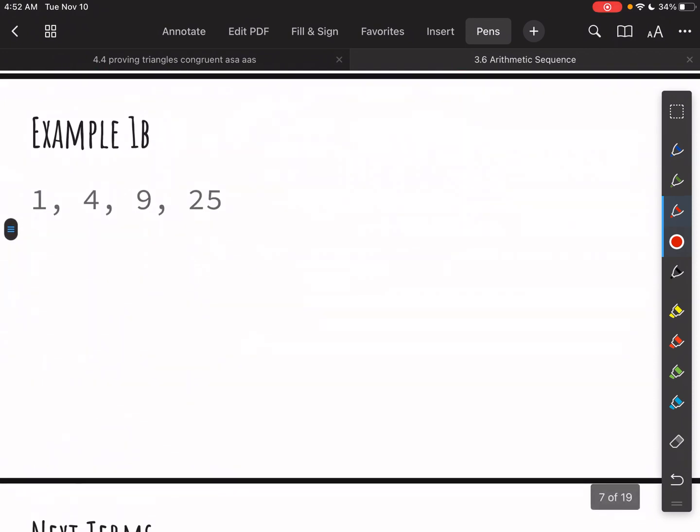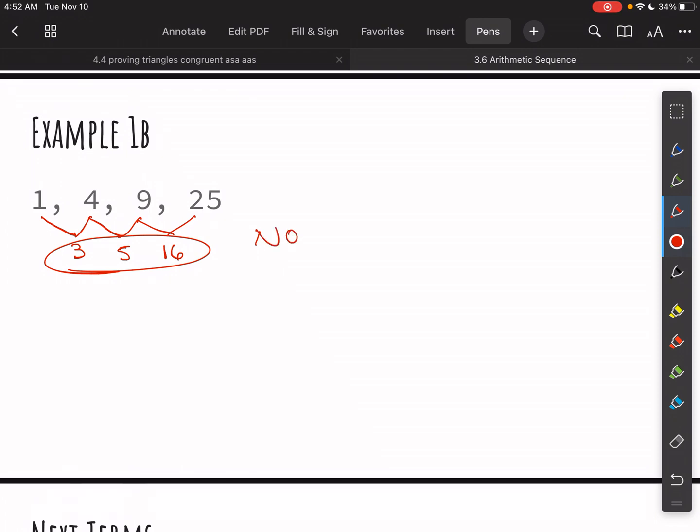That's 1a, or I should say example 1. Now we're moving into example 1b, just another example of this. If we look at the difference between 1 and 4, we get 3. And then between 4 and 9, we get 5. And then between 9 and 25, we get, what is that, 16? So clearly this is not a linear arithmetic sequence, right? Because the slope is changing. So here we would just say no, and we can say there is no common difference.